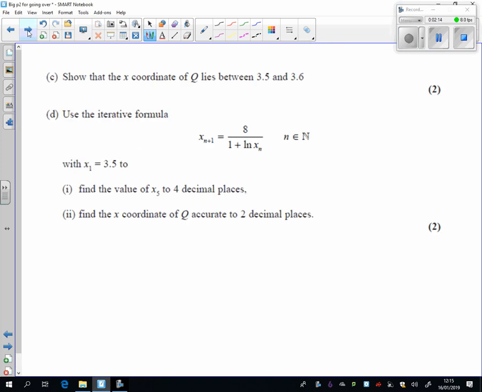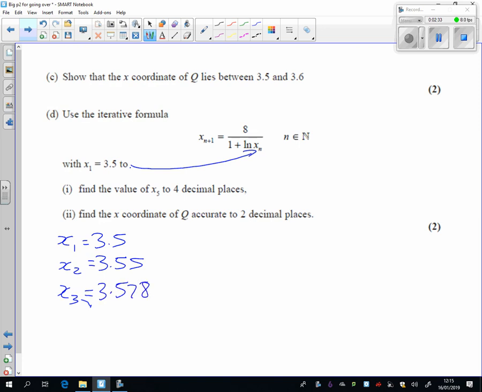And the question does continue that you're told to start with a 3.5 here. So you stick a 3.5 into the formula there and work out, that gives you your second x value of 3.55, and you need to do the third one. Make sure you do write them all out. I mean, don't just sort of jump to the one that they ask for. That's 584, and the one they're asking for is x5 to 4 decimal places.